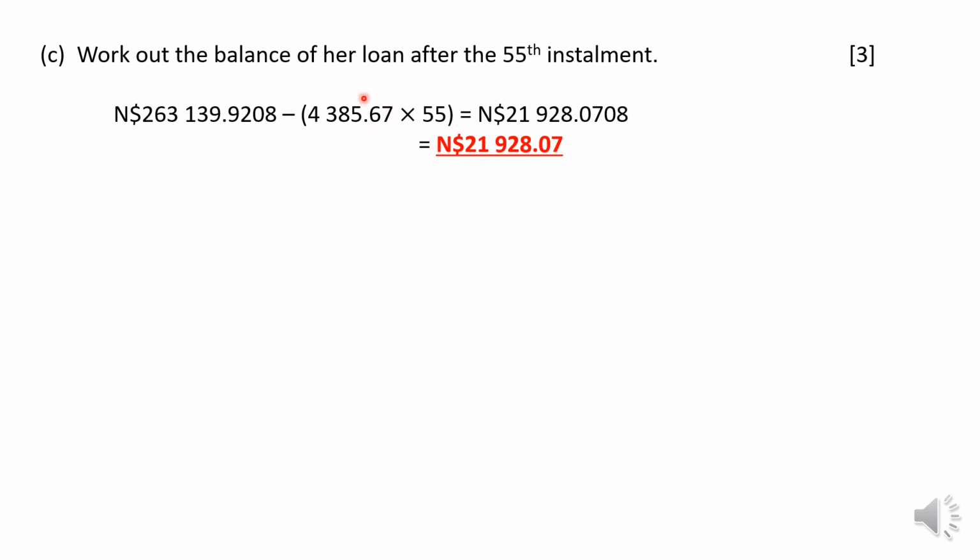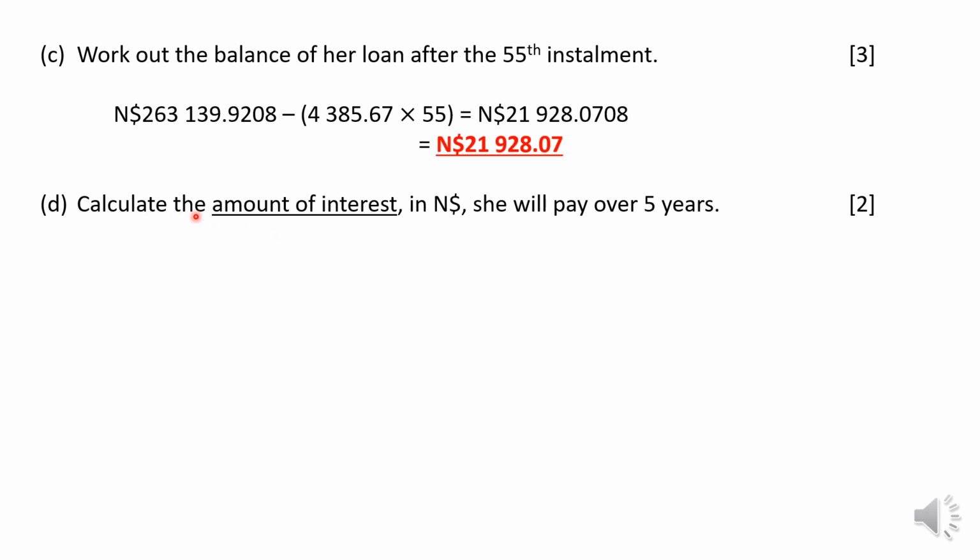Again, you take what she's paying per month, multiply it by the 55 months she pays her installment, and subtract that from the total amount of money she has to repay the bank. That gives you $21,928.07. Please do not write 70 cents, it's 7 cents.